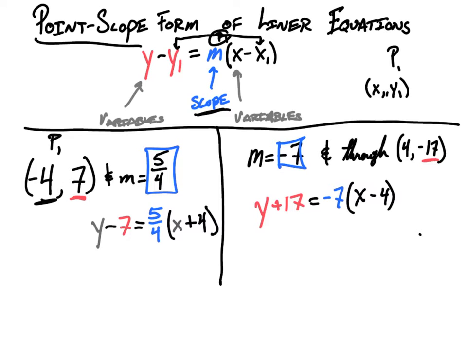Y plus 17 is equal to negative 7 times x minus 4, and that's point-slope form. It's pretty straightforward. You're looking at it from a plug-and-chug kind of idea. Let's try one more, and then we can talk about where this can build to.